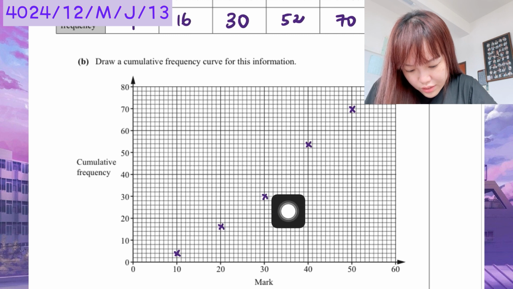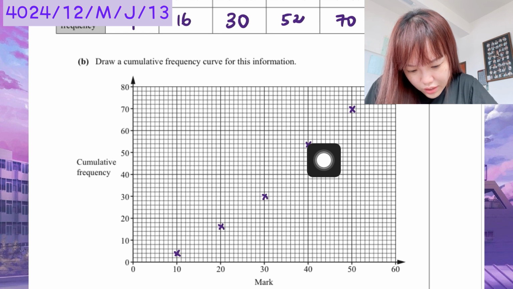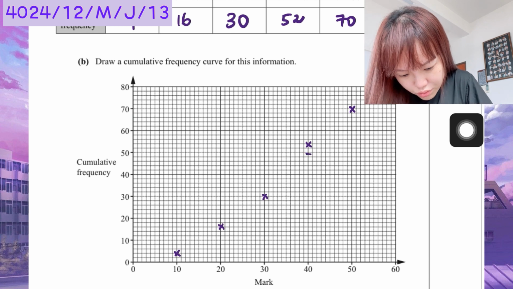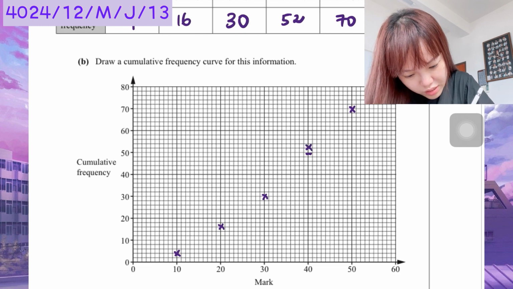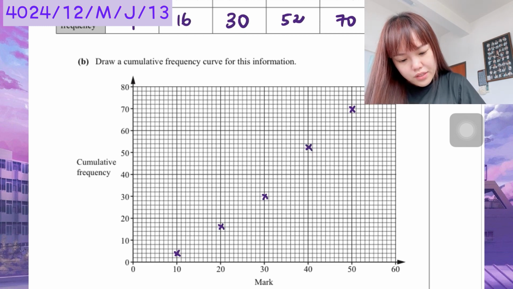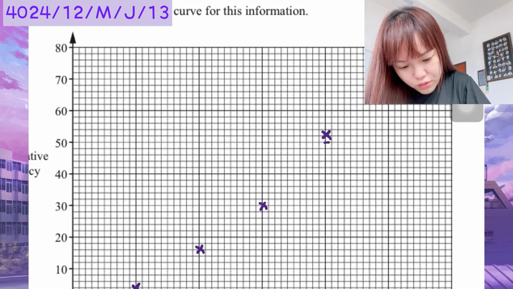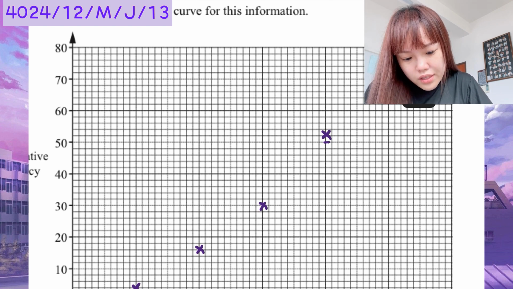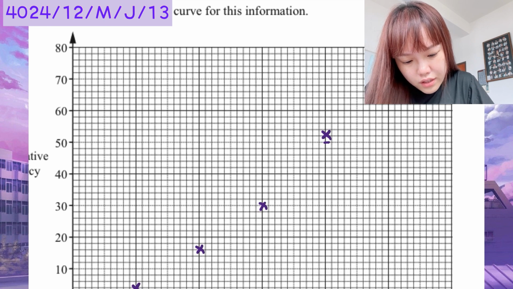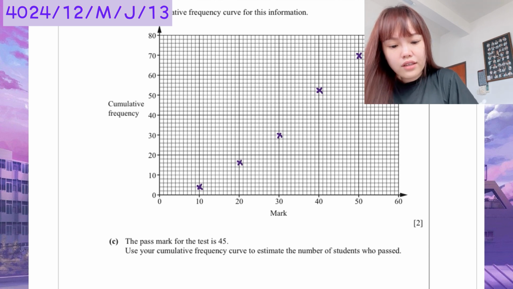4, 16, 16, 30, 52. This is 50. Okay, I think I plot wrong here. 52, because it's quite hard to see on the screen. It's easier to see on the paper. Okay, zoom in again. Okay, this is 50, so 52 is here. And then this is 70. This is 80. Okay? I hope you plot it correctly.